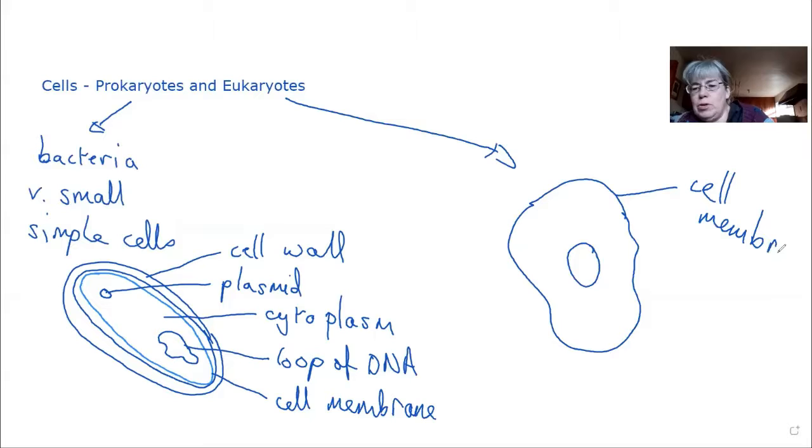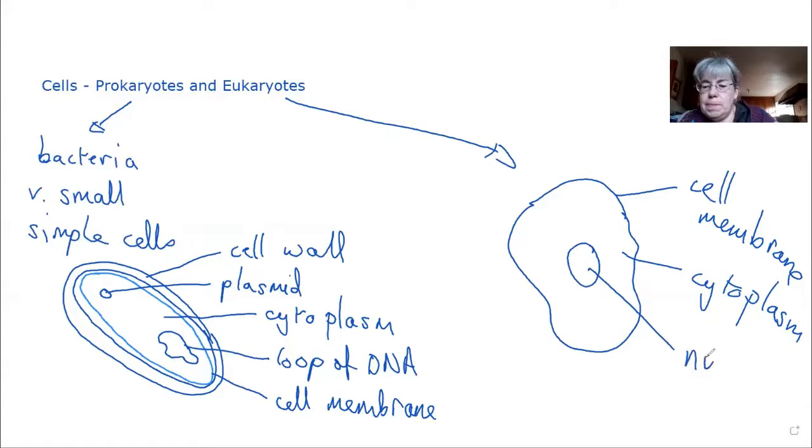But when you look in more detail at the cytoplasm, it's got organelles in it, like mitochondria and ribosomes, and the DNA is in a nucleus. So the prokaryote has no nucleus, the eukaryote has a nucleus, and that's it. That's all you need to know about them.